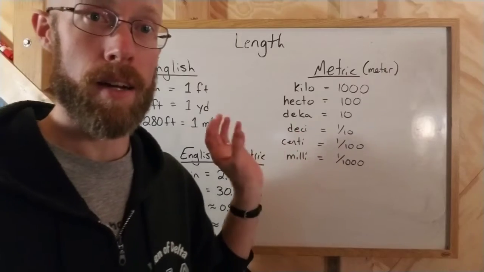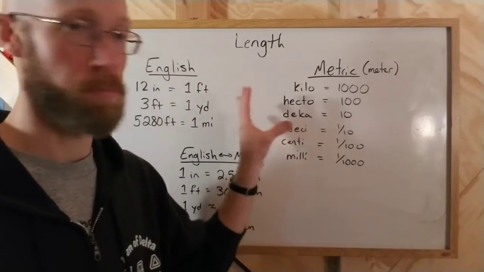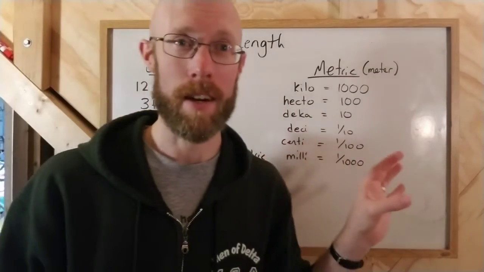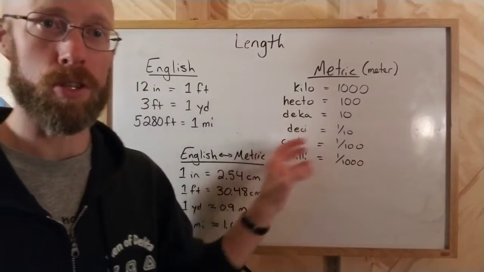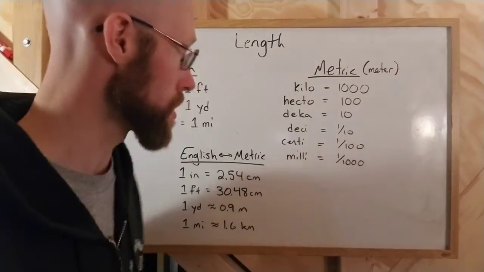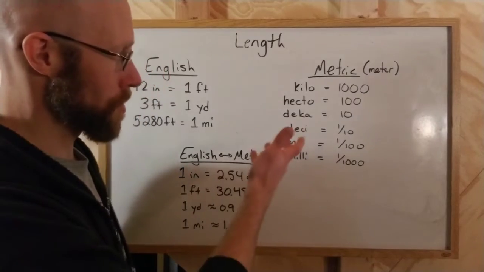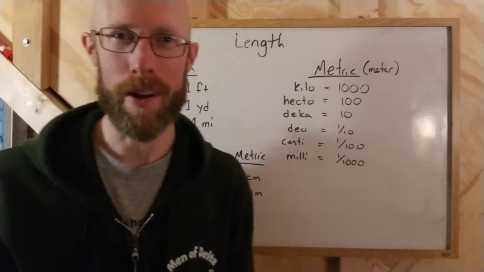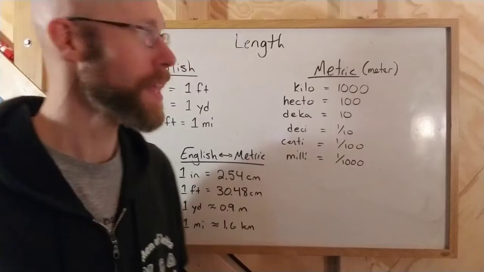This list is not complete. There are other measurements in here that you could have, but I'm just using the most common ones on this list. And even some of these aren't really that common. Hecto and deca are very rare as well. We don't usually use them.